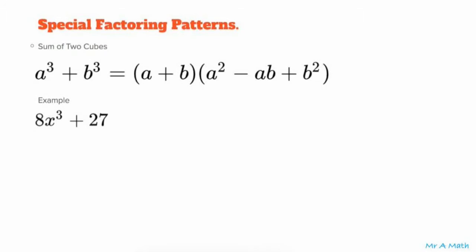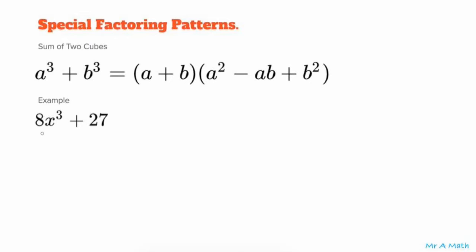Okay, so we're going to be looking at a special factoring pattern called the sum of two cubes. This is when I have some number that's cubed plus some number that's cubed, and it always factors into this pattern right here. So here we have an example of 8x cubed plus 27.